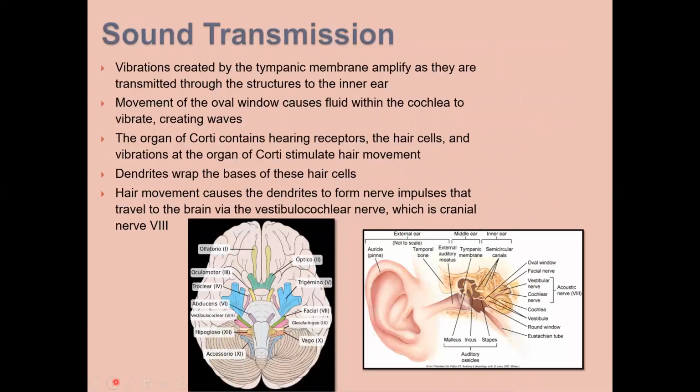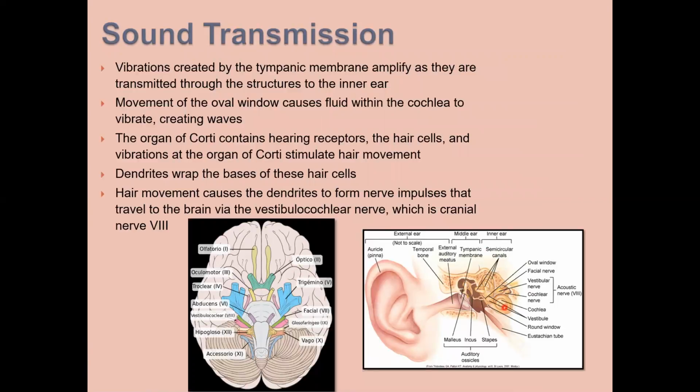And then the vibrations created through the membrane amplify as they are transmitted through the inner ear, which of course is the inner ear here and these structures in here. The movement of the oval window, and there's a good picture in your book about this, causes fluid within the cochlea over here to vibrate, creating waves. The organ of Corti, there's a good discussion about this in your book, as I said, contains the hearing receptors and the hair cells, and vibrations of the organ of Corti stimulate hair movement.